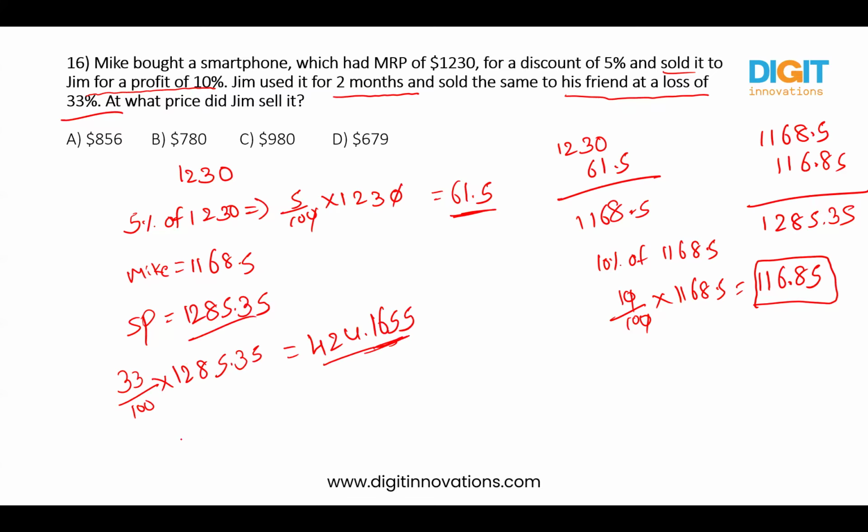1285.35. So when I remove 1285.35, you will get approximately 86.1845. So in the options, 856 is the nearest value, so I'll go with option A. Okay.